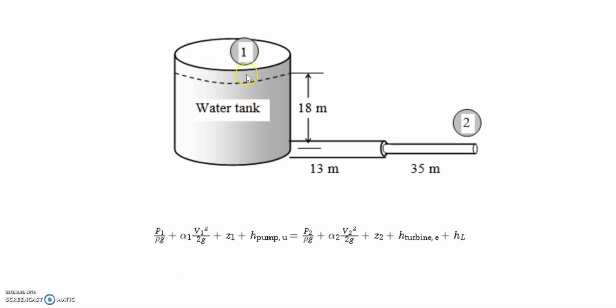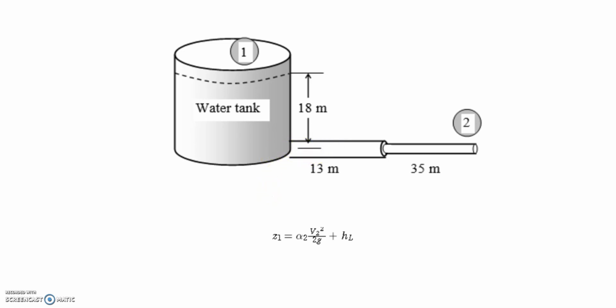We also know that the velocity at point 1 would be negligible compared to the velocity at point 2 because the area of this water tank would be significantly larger than the area of this pipe. So we could assume that V1 is almost 0. Also, there are no pumps or turbines in this system, so H pump and H turbine go to 0. So our equation simplifies to Z1 equals V2 squared by 2G plus HL. Z2 is 0 because it's relative to this point over here.